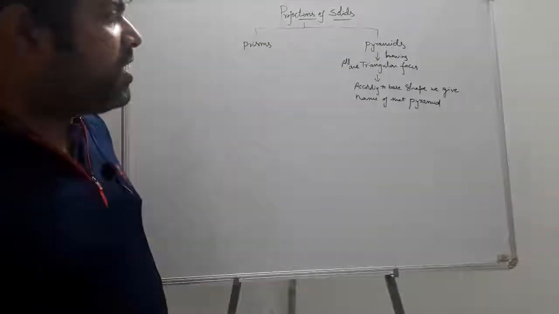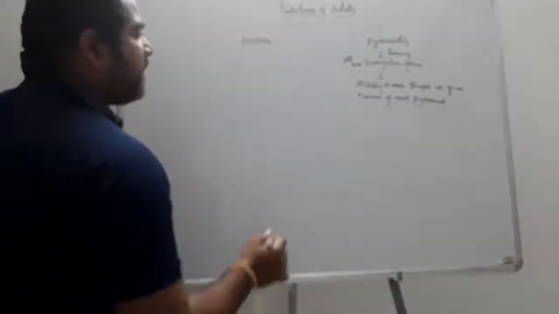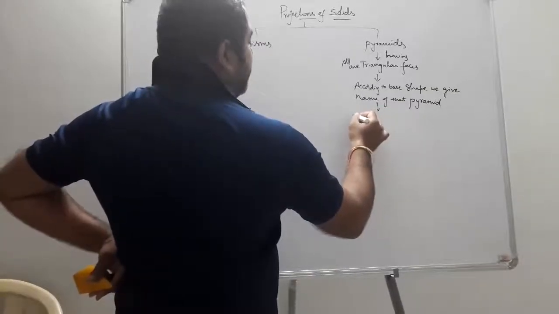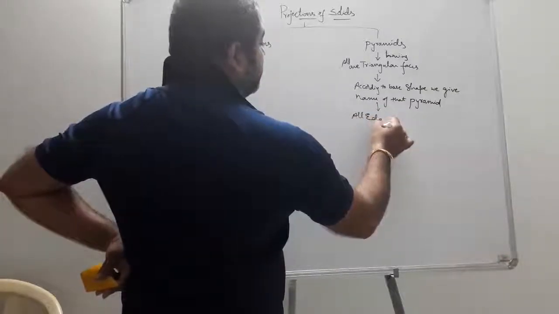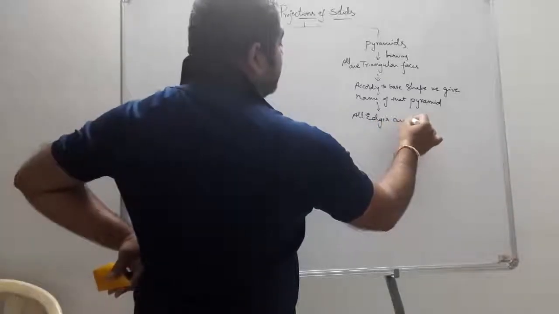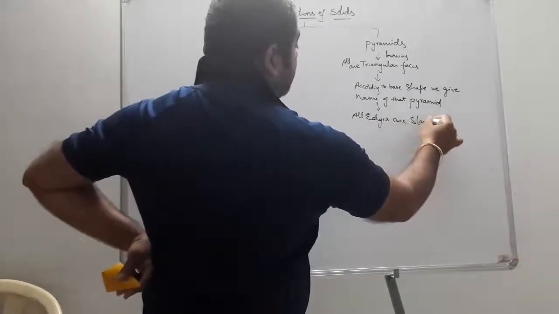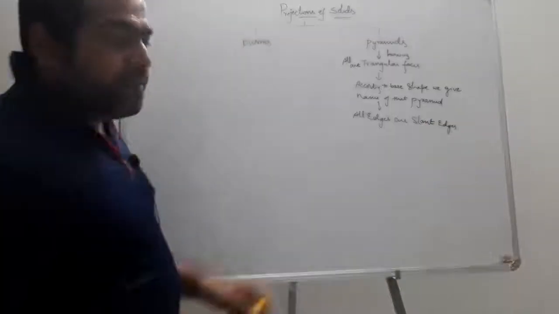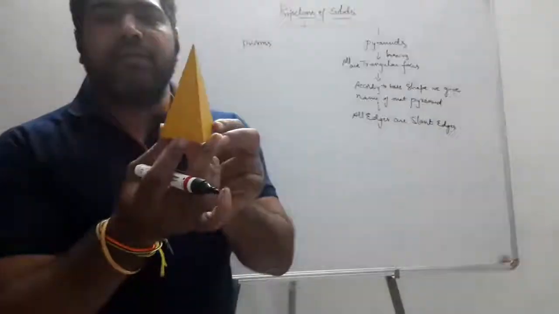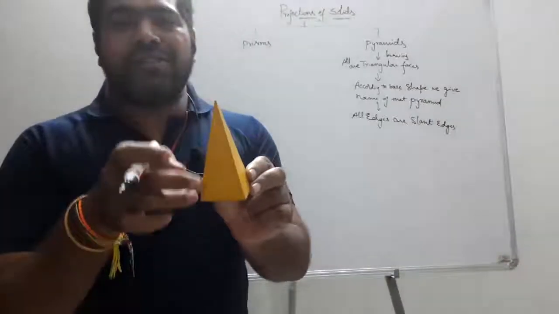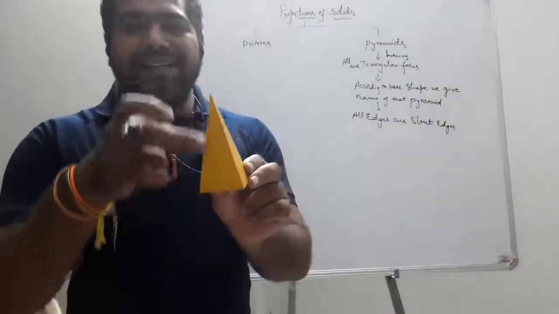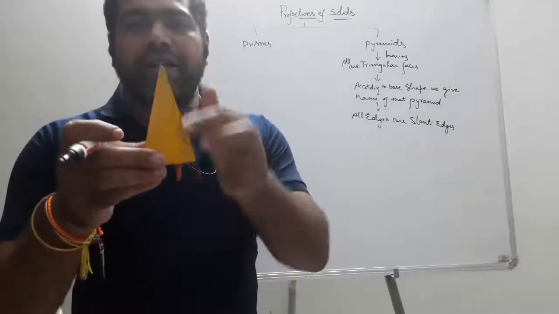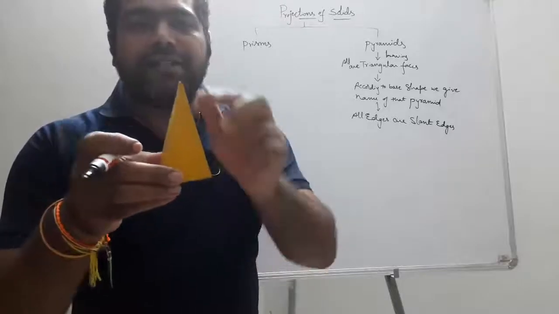According to the base shape, we name that pyramid, and all edges are slant edges. Let us see. If you consider the pyramid, the edges are not straight. These are slant edges. All the edges are slant edges.